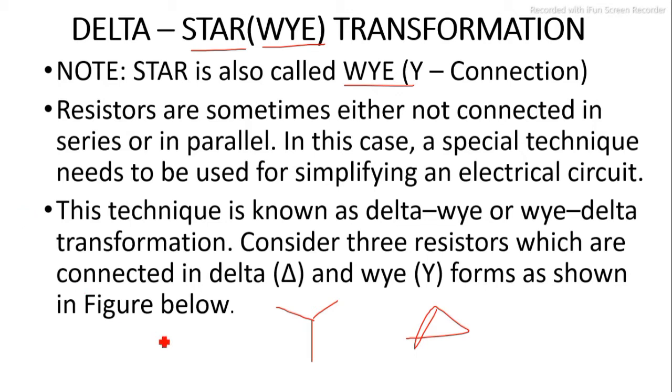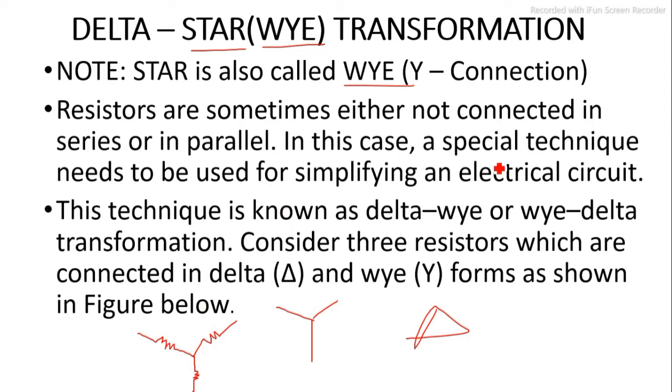Let me give you an example. Let's assume you have a connection like this. In this case, you can't say whether it is series or parallel. This is a Y connection. You can't say this and these are in parallel, or that they are in series. So we now use another method, which is called star-delta transformation, or delta-to-star transformation. In this form, this is the Y form, and we're going to transform it to delta form. A special technique needs to be used for simplifying the circuit analysis.